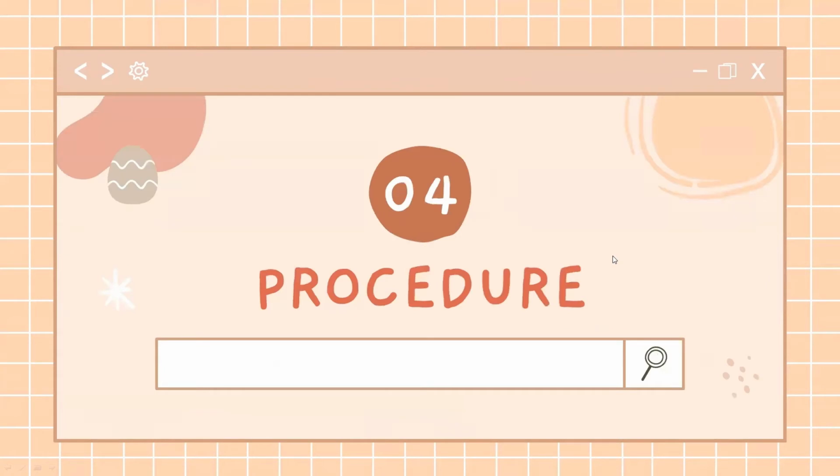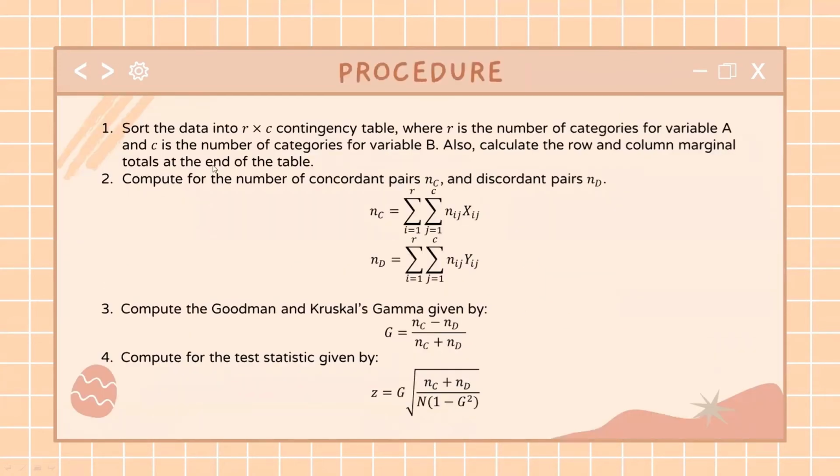Use table 8.1. For our procedure, first, sort the data into an R by C contingency table, where R is the number of categories for variable A and C is the number of categories for variable B. Also, calculate the row and column marginal totals at the end of the table.